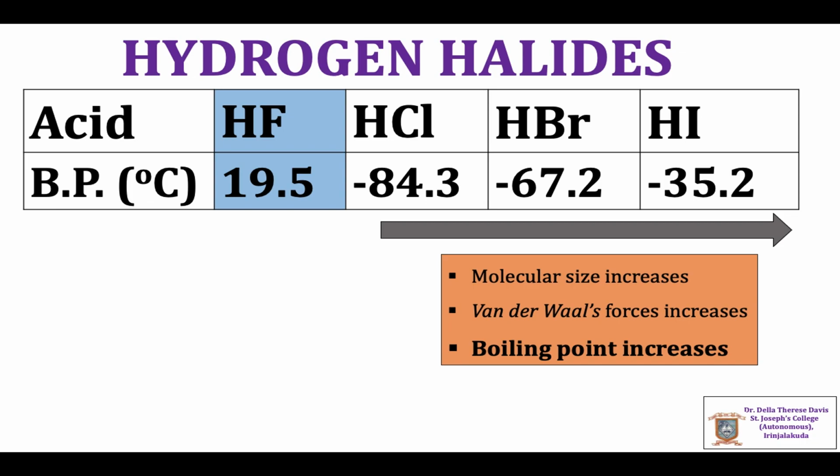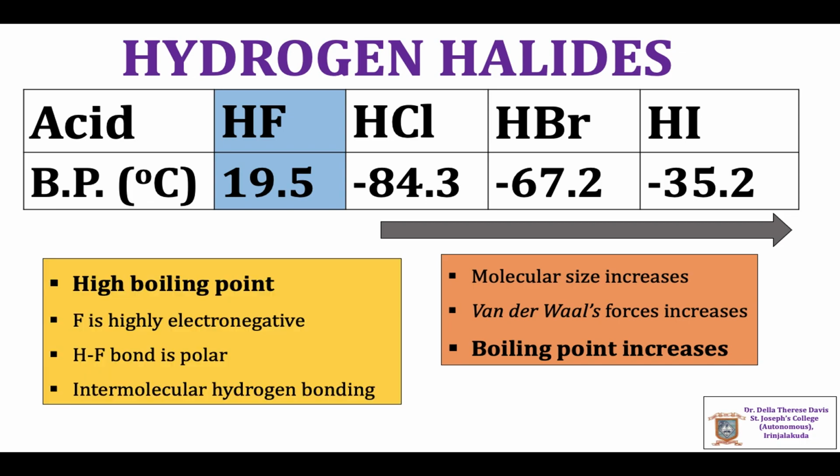HF shows an anomalous boiling point. This is because of intermolecular hydrogen bonding in hydrogen fluoride. Fluorine is highly electronegative. The electronegativity value is 4. The HF bond is highly polar and hence there is a possibility of intermolecular hydrogen bonding, and thus the molecule shows a very high boiling point compared to other hydrogen halides.